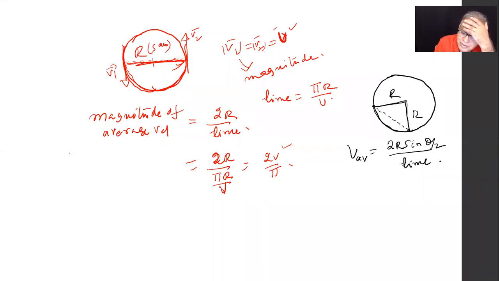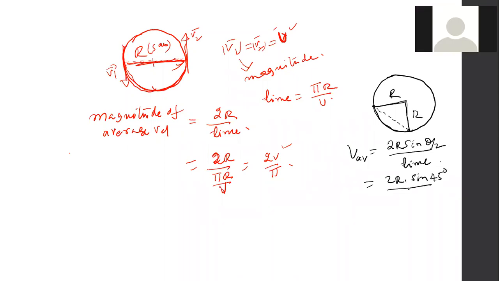I need not have to tell. For 90 degrees, this is root 2r, but I'm applying the formula here and showing it. 2r sine 90 by 2 is what? 45. I am deliberately not writing it yet. I'll write again: sine 45 is what? 1 by root 2. So what do I get? Root 2r by time.